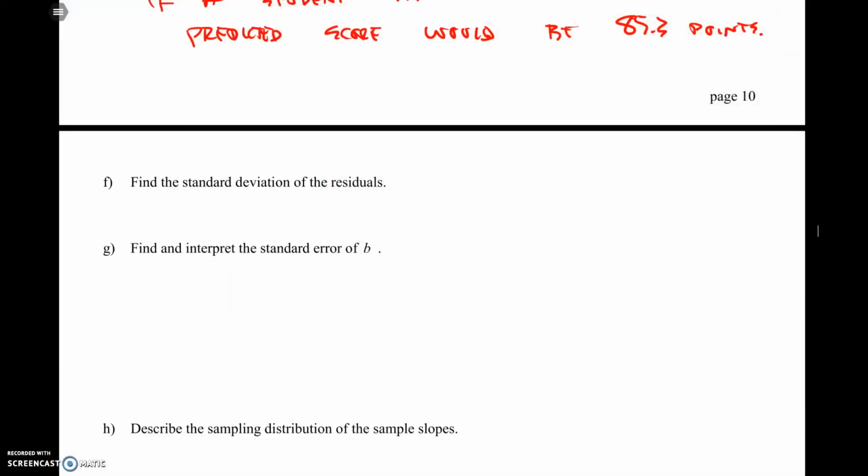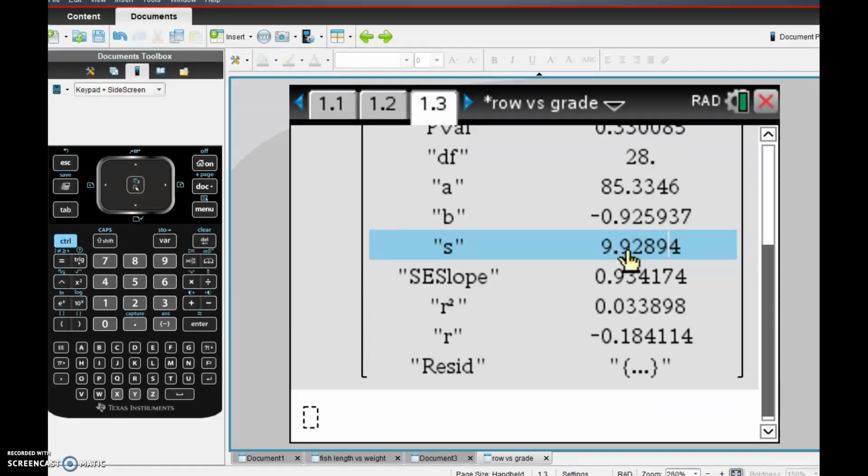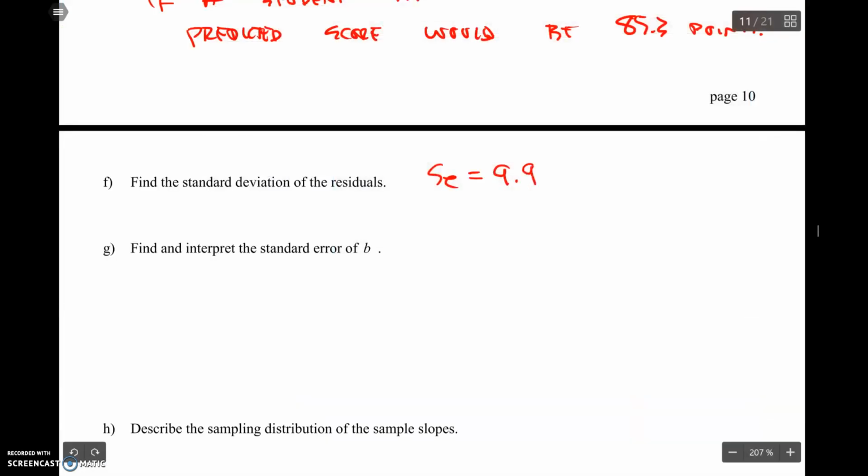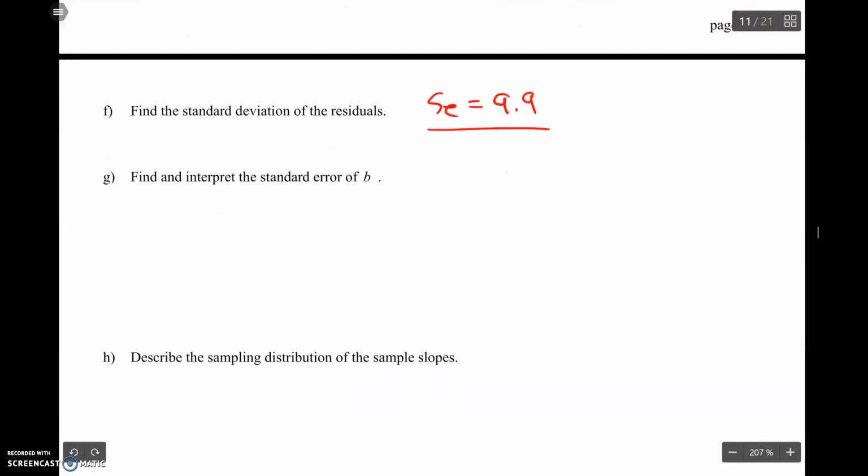9.9, I'm just going to say 9.9. So S sub E is equal to 9.9. It didn't ask me to interpret that. That's all right. I think we interpreted it before.